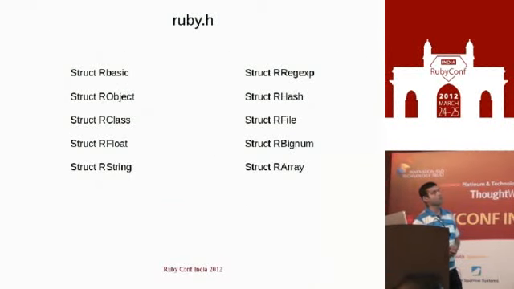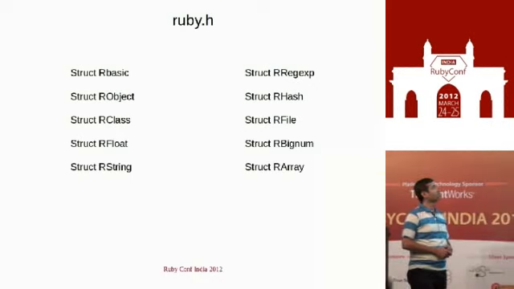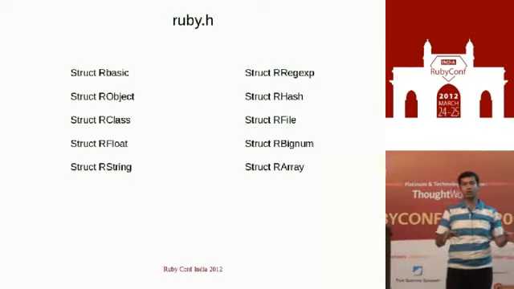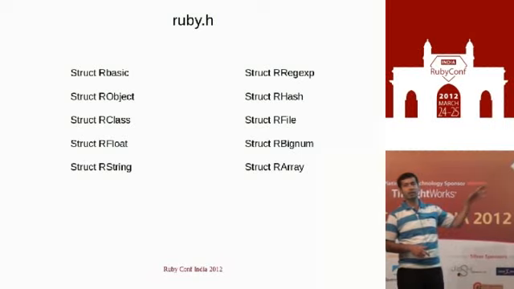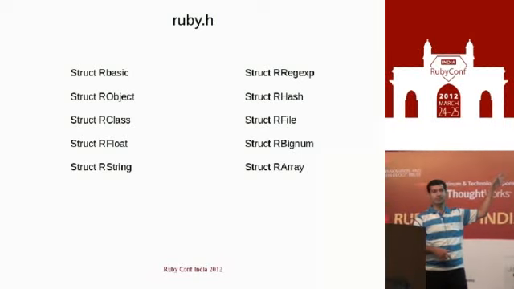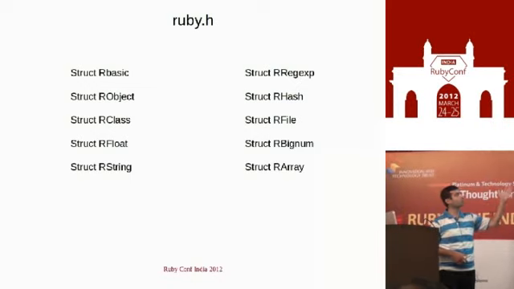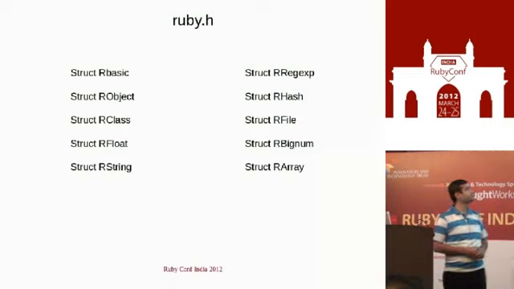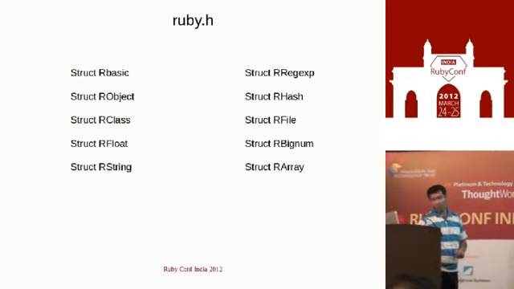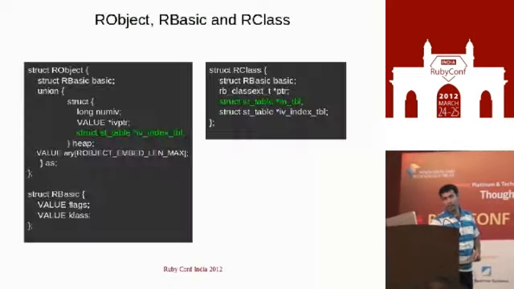This is the header file ruby.h, which defines all the basic structs. A struct is a C type variable. So we have RBasic, RObject, RClass which maps to Class, RFloat which maps to Float, and RString which maps to the String class. Let's take a look at the RObject, RBasic, and RClass definitions.